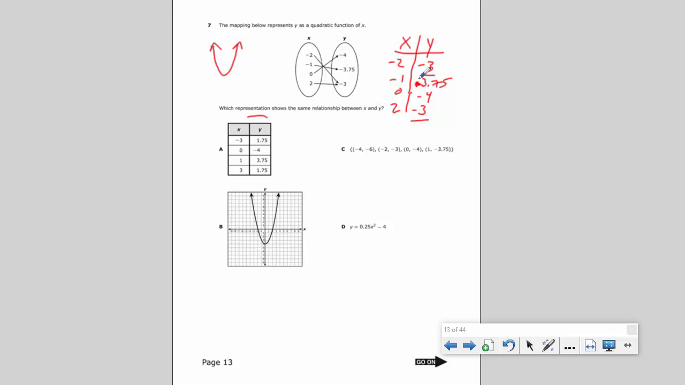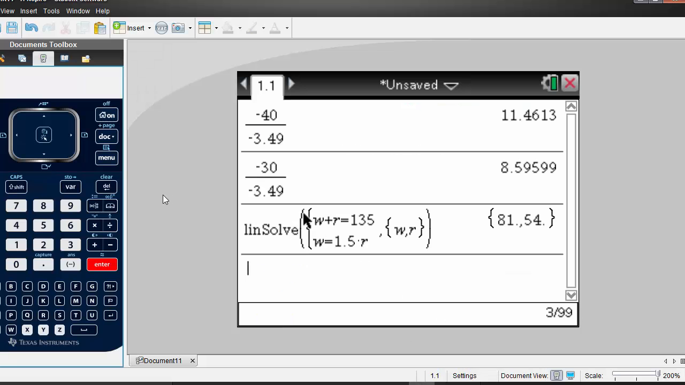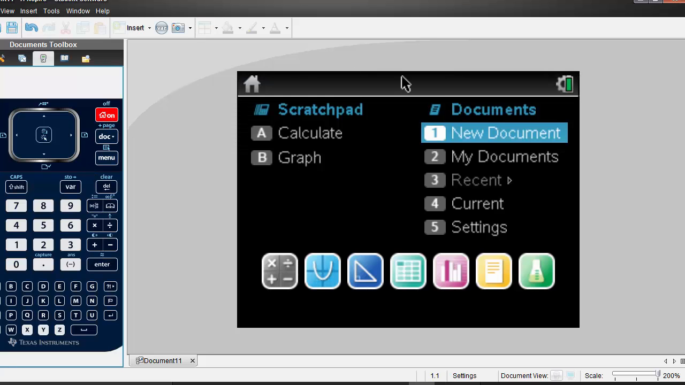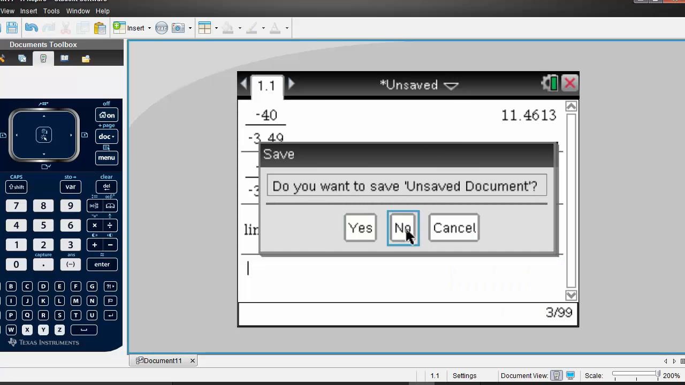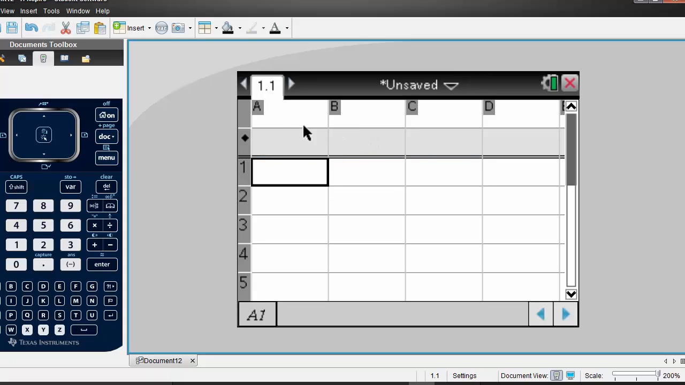If I have a table that I've created, I really want to put it in a spreadsheet. That's what I'm going to do. This is the best way to go about this problem. So you have a calculator. We're going to put this table in a lists and spreadsheet. So I'm going to get the calculator out, and it's going to be -2, -1. What I do is open a new document, don't save, add a lists and spreadsheet. I'm going to call this column X, and I'm going to call this column Y, and I start putting my numbers down.